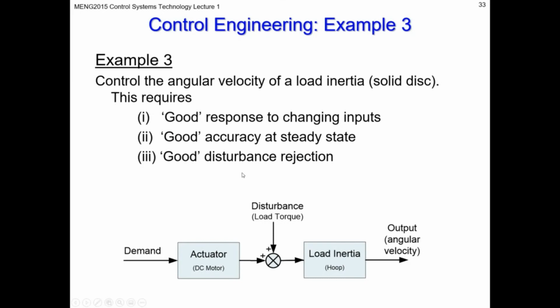And the third one is if something happens, if the wind blows or if someone puts their finger on the disk to add friction, then we want the system to reject that disturbance and maintain the speed, just like the engine speed example we looked at on Tuesday. So this is an open loop block diagram showing this system.